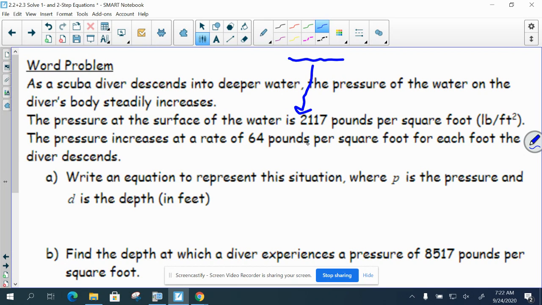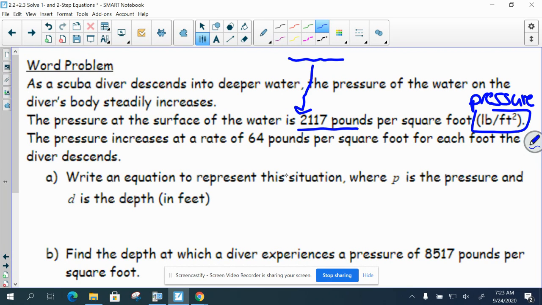So you have to have more caution the further down you go than if you're closer to the surface of the water. The pressure at the surface of the water is 2,117 pounds per square foot. So this is the units for pressure. Okay, that's all that means. It's a rate, pounds per square foot, and it changes as the water goes down. So the pressure increases at a rate of 64 pounds per square foot for each foot the diver descends.